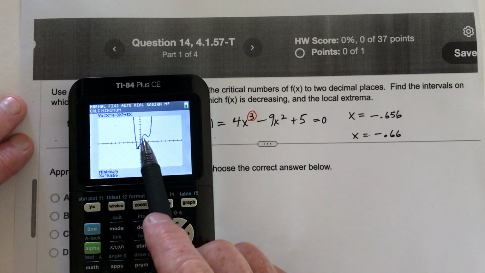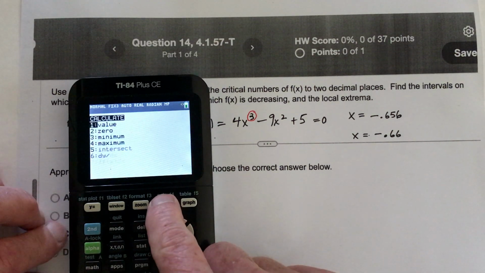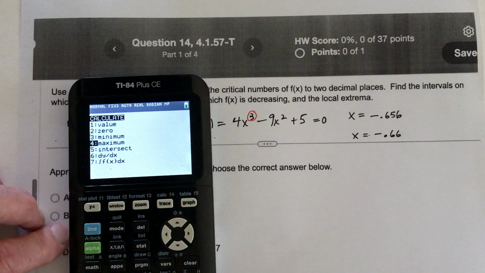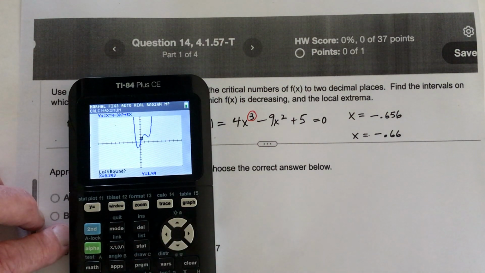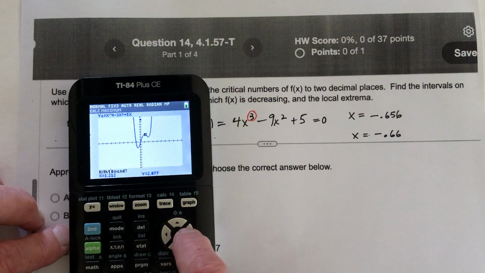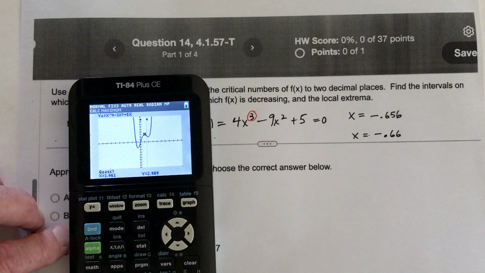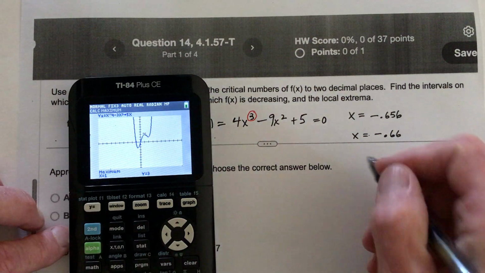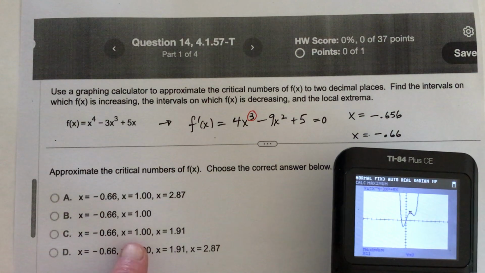All right, then find this one right here. And then this at the top of this hill, this is a maximum. So get second calculate, choose the maximum, and move until you're a little bit to the left of it, hit enter. Move until you're a little bit to the right of it, hit enter, and put it fairly close to where the maximum should be. And that says x equals 1. Do they have x equals 1? They sure do.